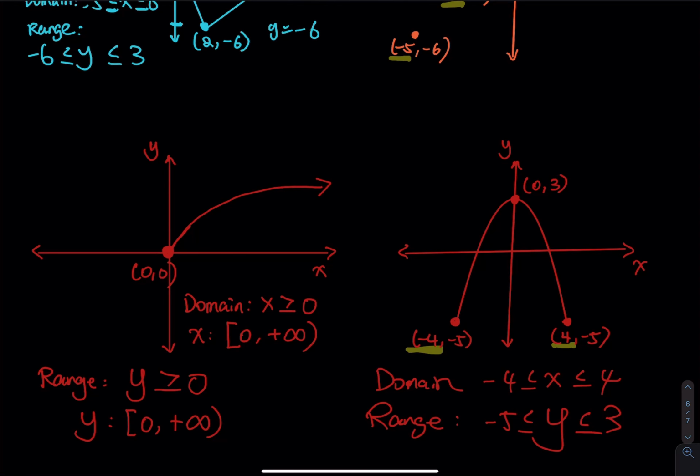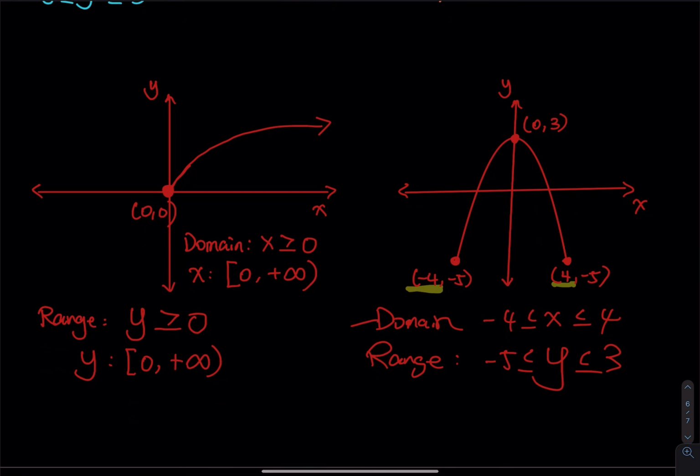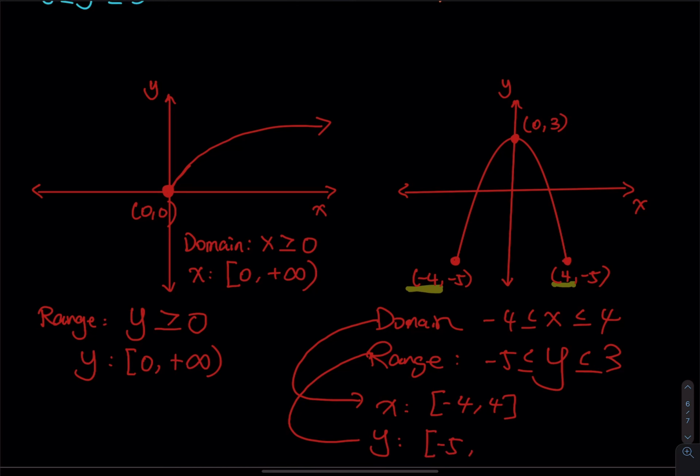All right. And then, what about the interval? For the interval, you can do x such that x is between -4 and +4. And then for the range, you can do y such that y is between -5 and +3. We use square brackets on every single number because they are all solid dots. Solid dot means x can be equal to -4 and +4. y can be equal to -5 and +3.